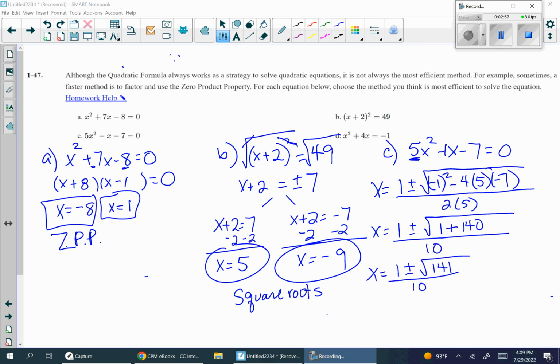And when you simplify fully, we get x equals 1 plus or minus the square root of 141, which is not a perfect square, all over 10. And at this point, we're going to use the exact answer, and we're just going to go ahead and leave it like that. If you wanted to simplify square root of 141 and get an approximation in decimal form, that would be fine, but this is acceptable. All right, problem number D, you are going to do on your own.